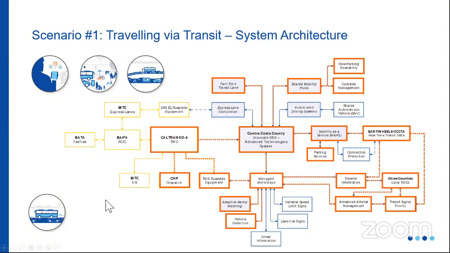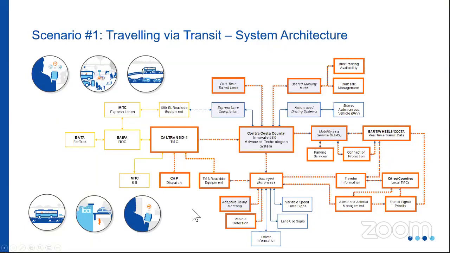The BART is going to have information that's passed along so that we can make sure that that timed transfer is happening between the bus and BART. So this is how we're using all these user perspectives to then figure out what systems need to talk to each other and what pieces of data need to go between each of these systems.